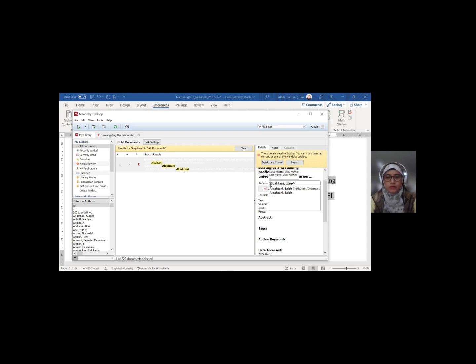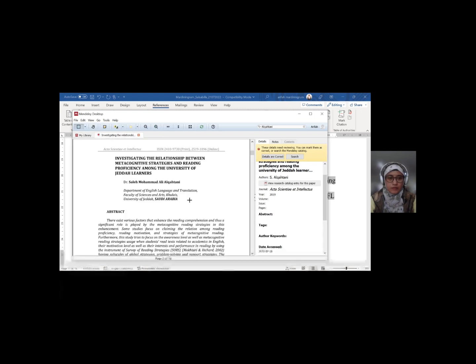So what you write is first the author's last name and then comma and then just put the first name of the author. Okay. And then you can just click the information here. So the journal is Acta Sienta. Okay, the journal article is already there.